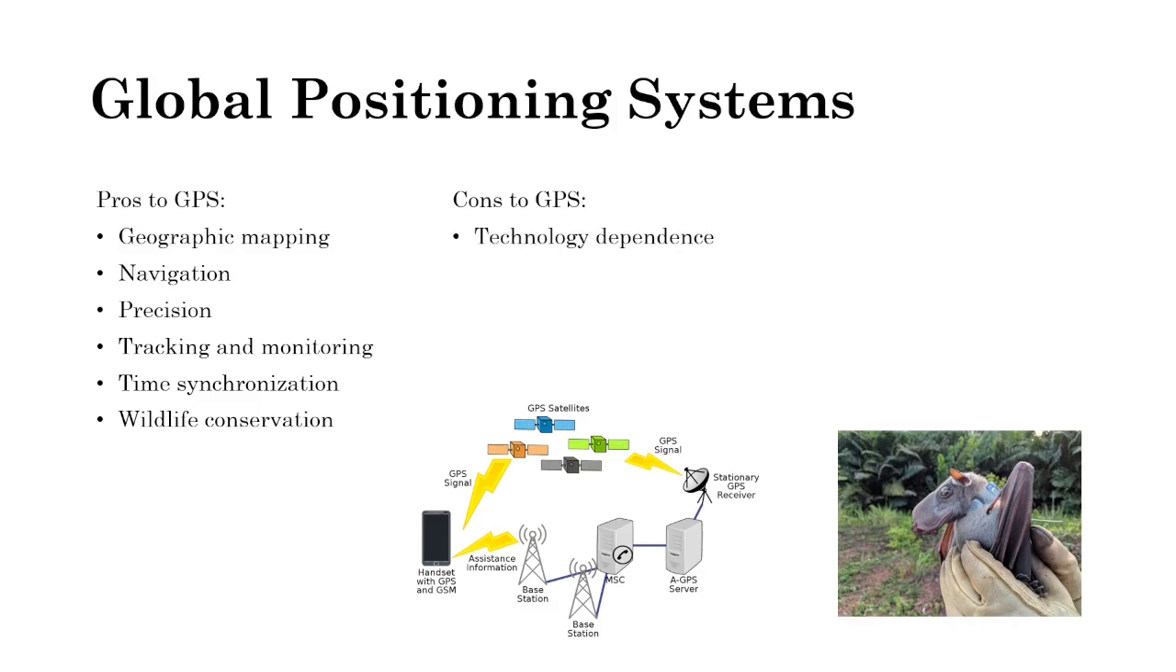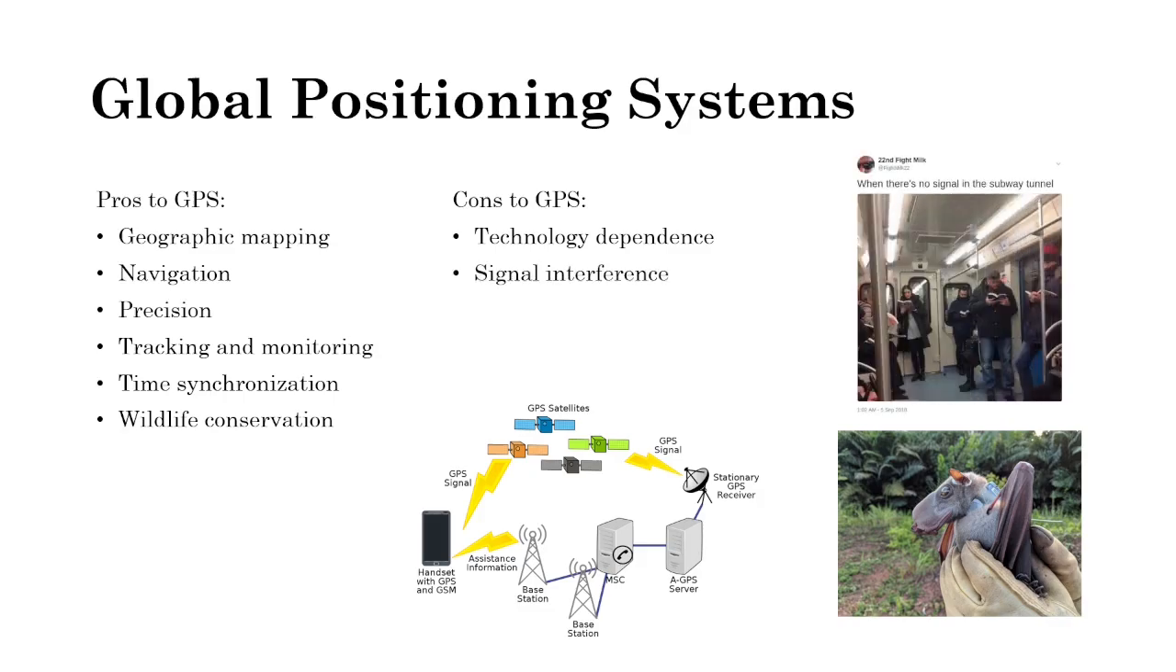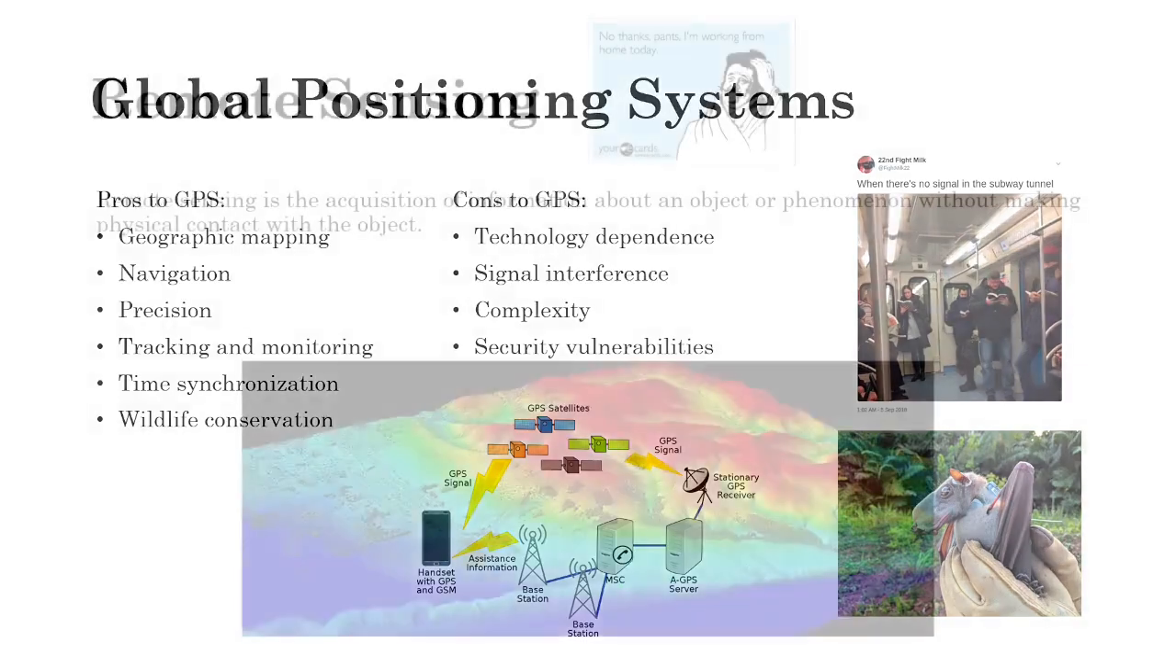Some cons include technology dependence. What happens when the technology goes down or it breaks? What if the signal is interfered with? What if these GPS satellites malfunction? They can also be very complex. I'm sure the original GPS was not as simple as Google Maps. There can also be security vulnerabilities. What if someone hacks into a GPS? They could see a bunch of people's locations, and that's just not safe.